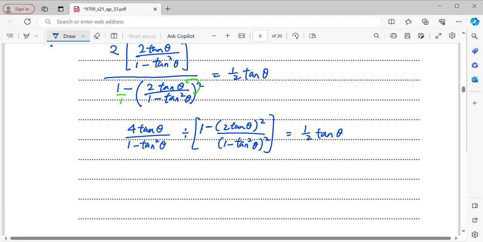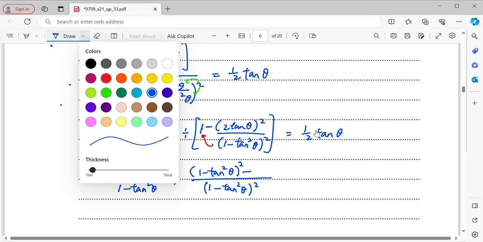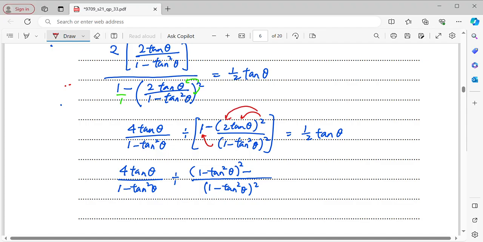Now, this is going to be 4 tangent theta over 1 minus tangent squared theta, divided by the denominator. To get the same denominator, it will be 1 minus tangent squared theta squared, and you multiply with the 1 here. That means you will be getting 1 minus tangent squared theta, and you square it. Then you minus, this square, you bring it in. So when you square the 2 tangent theta, it will be 4 tangent squared theta.